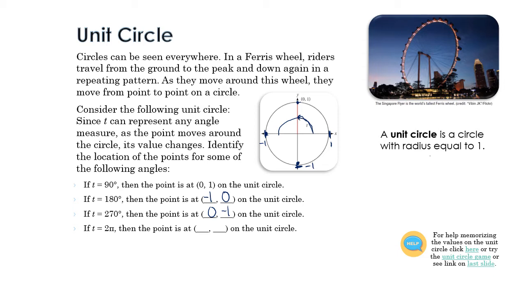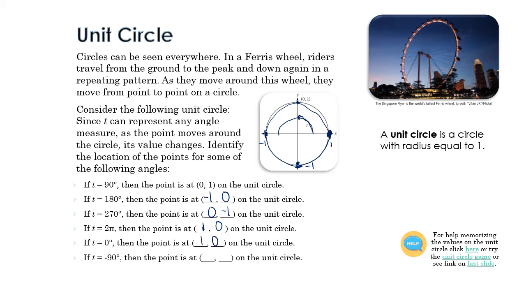And then if we're looking at 2 pi, 2 pi is going to be all the way around that circle. So that's going to put me right here. So that has an x value of 1 and a y value of 0. And then t equals 0 is going to be the exact same thing, because 0 degrees is just right here. It hasn't gone anywhere. And then if t equals -90, that is going in this direction, 90 degrees, which puts me right here. And so that point is (0, -1).